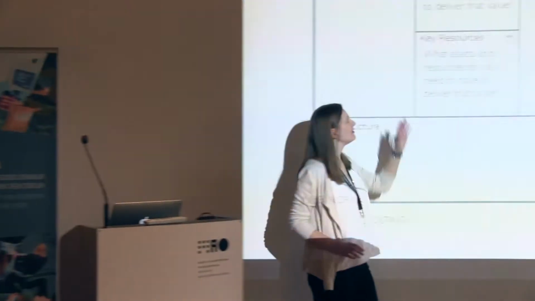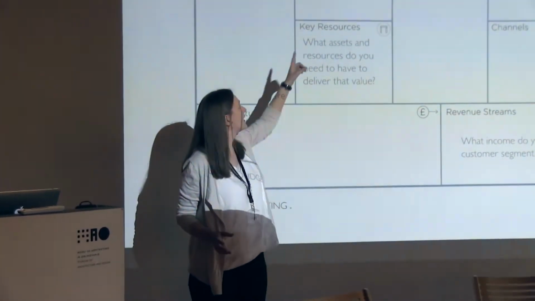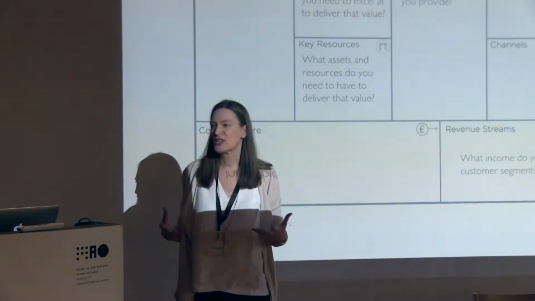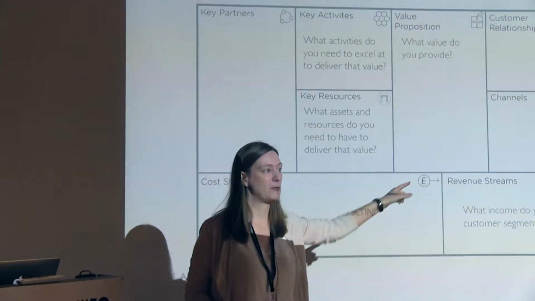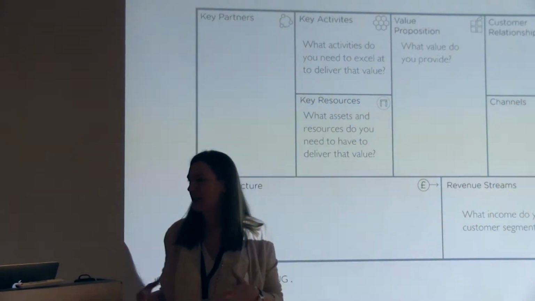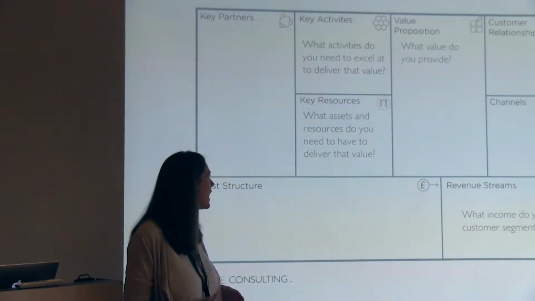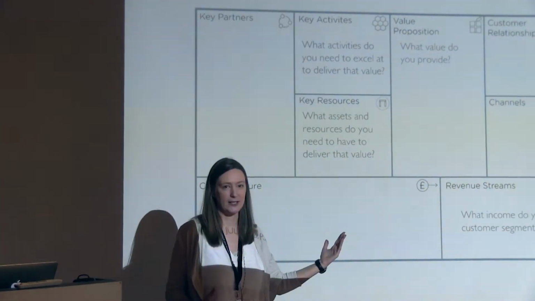So these two boxes are the things that you need to have and the things that you need to be. So firstly, your key activities. What are the things you need to really excel at in order to deliver that value to those people? And then what are the resources, the assets, the buildings, perhaps it's brand, perhaps it's database. What do you need to have to deliver that value?